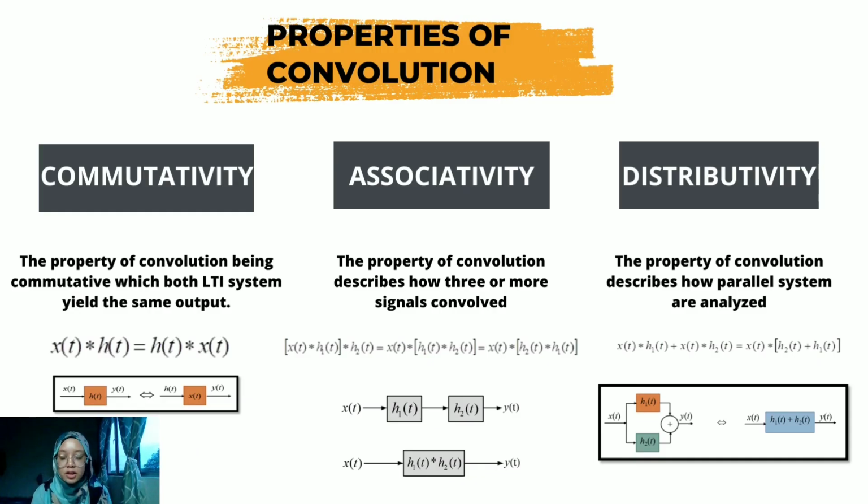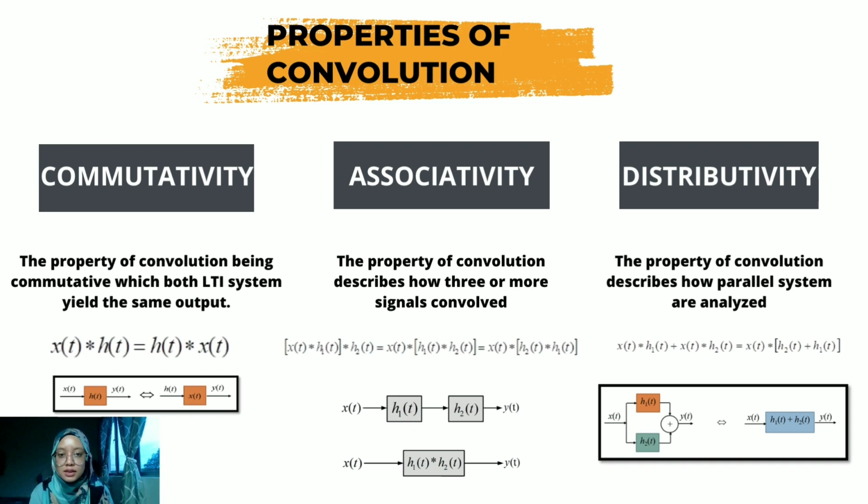For your information, in convolution we have three properties. The first one is commutativity, the second one is associativity, and the last one is distributivity. Commutativity is a property of convolution being commutative, with which both LTI systems yield the same output, which is x(t) convolved with h(t) is equal to h(t) convolved with x(t).